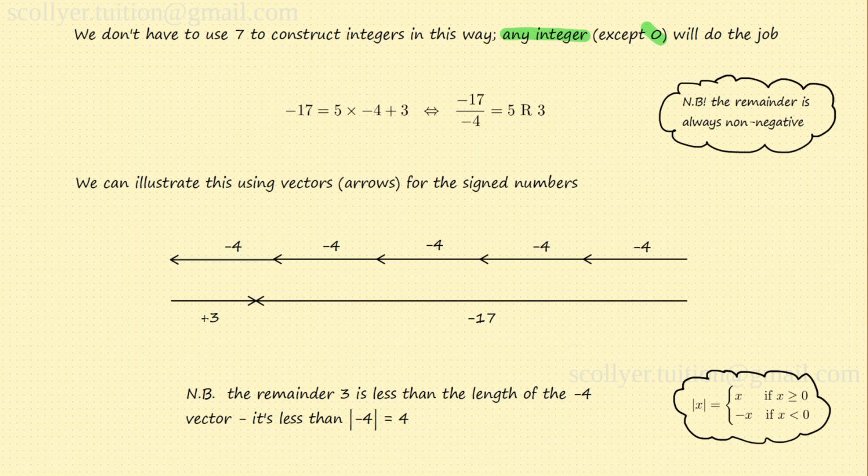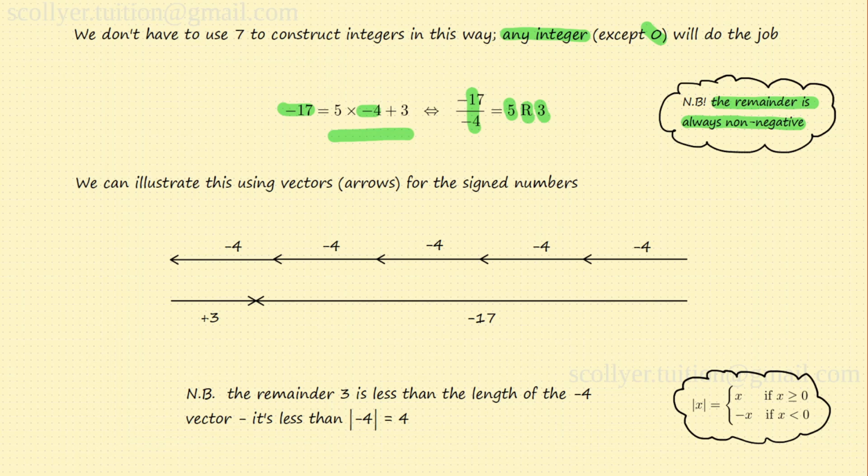So we can construct minus 17 from minus 4 using the formula 5 times minus 4 plus 3, which we can equivalently write as minus 17 divided by minus 4 is 5 remainder 3. And please note again that 3, the remainder, is non-negative. In fact, the remainder is always non-negative, even when we are dividing by a negative number.